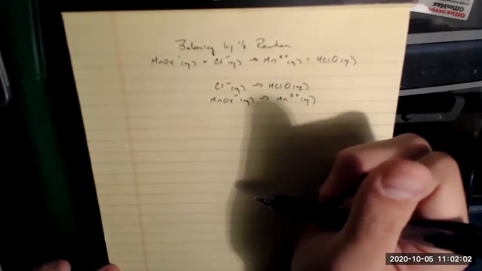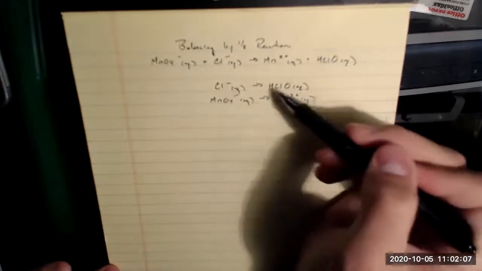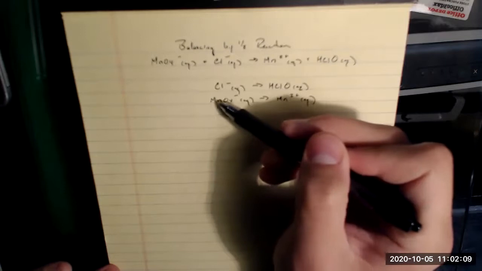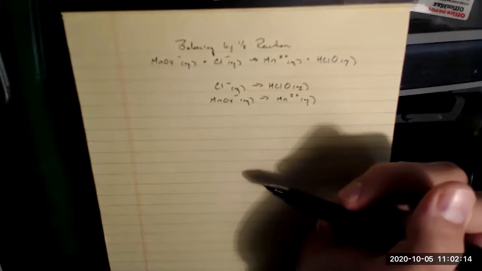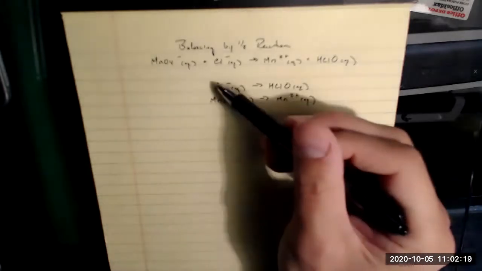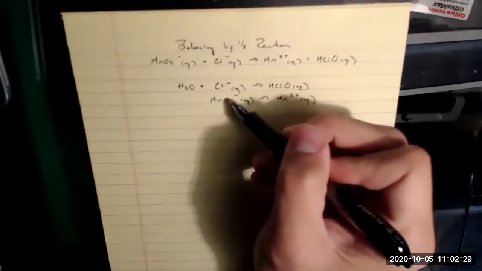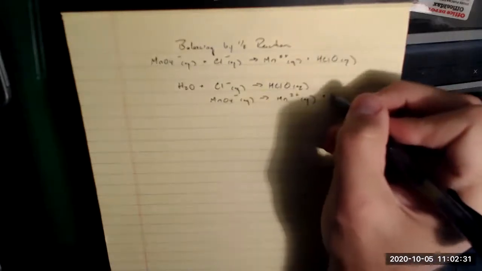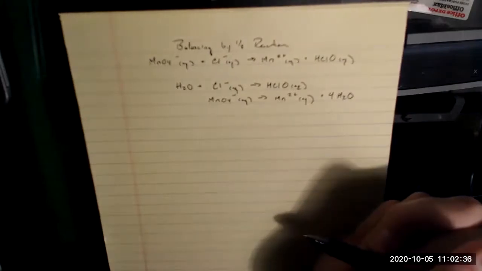Next, I balance everything that's not hydrogen or oxygen. And in this case, that's already done. One chlorine on each side, one manganese on each side. Next, I balance oxygen by the addition of H2O. Okay. So no oxygen over here, one oxygen in HClO. So I need an H2O over here. My second reaction, 4 oxygens, no oxygens. So I need 4 H2O over there to balance out my oxygens.